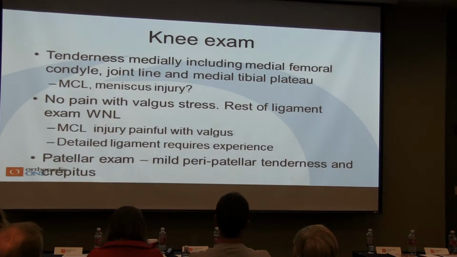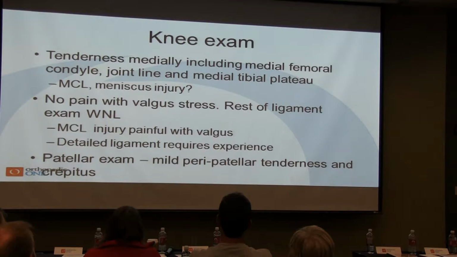So those points of tenderness help us diagnose whether we might be dealing with a medial collateral ligament injury or a meniscus injury or arthritis problem. He has no pain with valgus stress, and the rest of his ligament exam is within normal limits. If he had an MCL injury, it would certainly hurt with valgus stress, so we can put that now low on our list of diagnostic possibilities. But I would caution you, the real detailed ligament exam like we might do for a sports medicine patient, looking at ACL or PCL, for example, is pretty detailed and does require a lot of experience. It's not a simple thing.